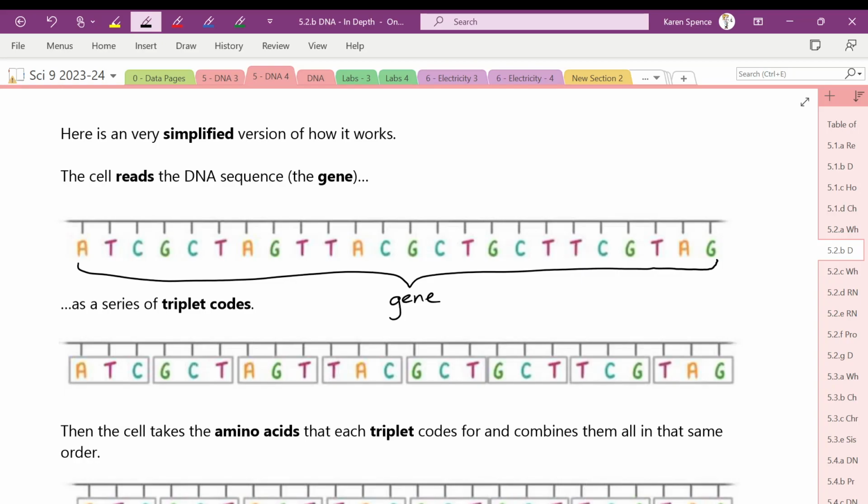So we read them in series of 3. So there's 1, 2, 3, 4, 5, 6, 7, 8 groups of 3.